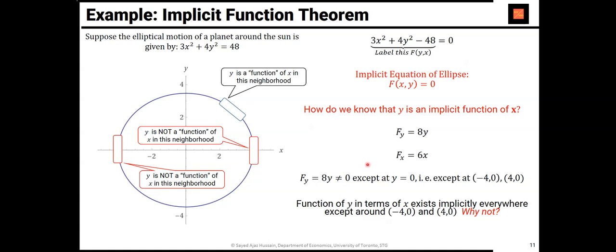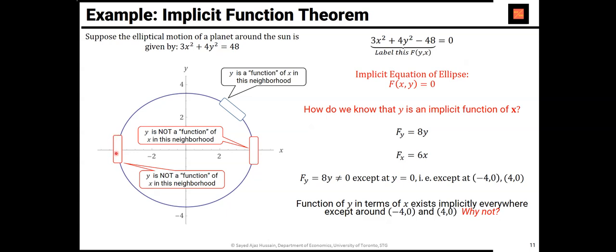So what you're saying is that by the implicit function theorem, y is implicitly defined in this neighborhood because at this point, in this neighborhood, the partial derivative of y is not 0. So I can treat y as a function of x over here. But in this space right here, where you have the coordinates 4, 0, I cannot treat y as a function of x, and I cannot do so at this point either, at minus 4, 0.